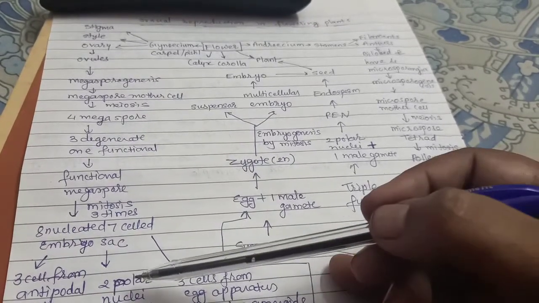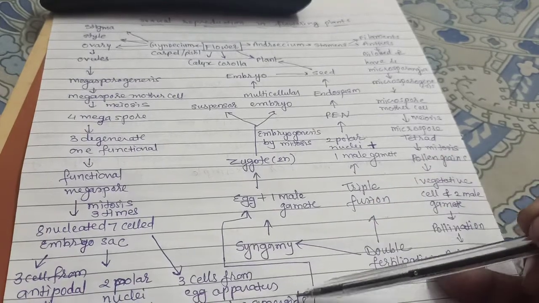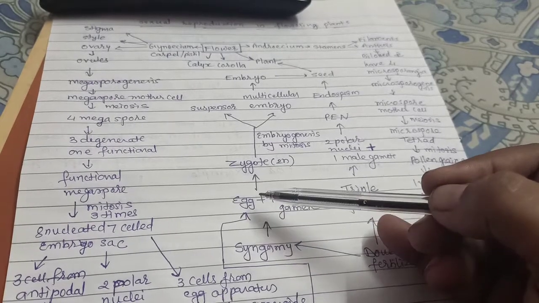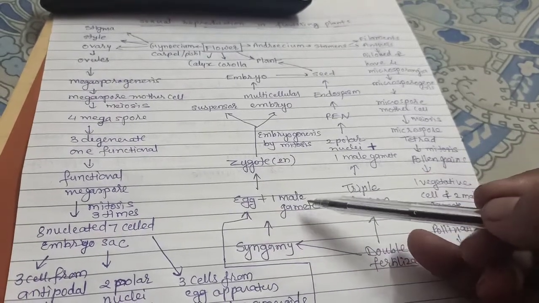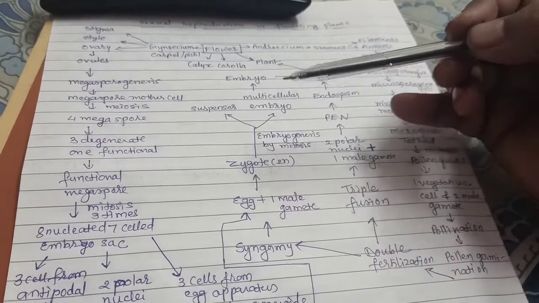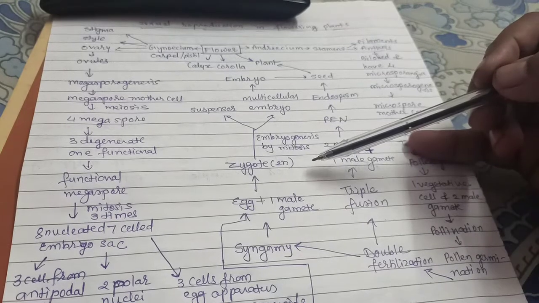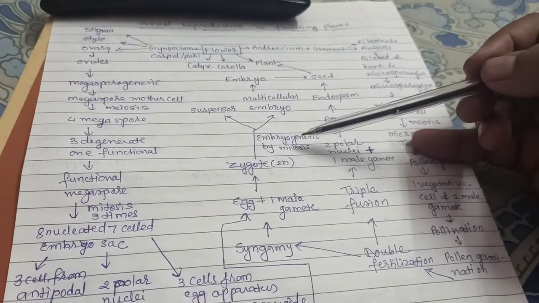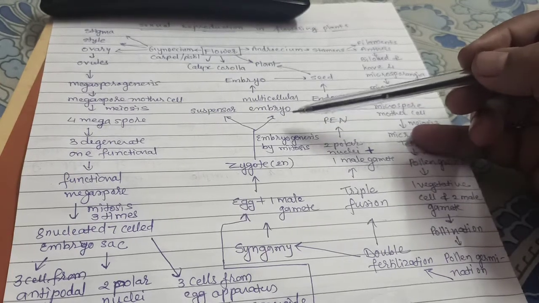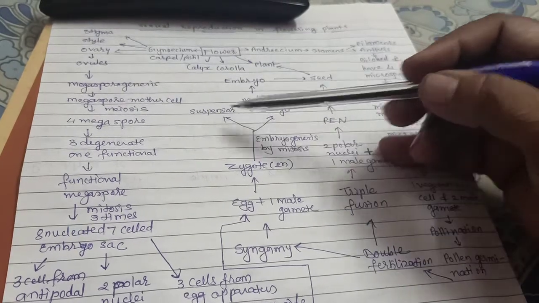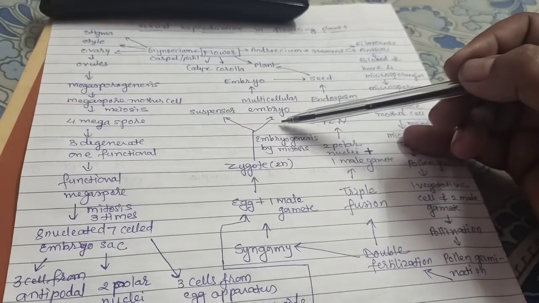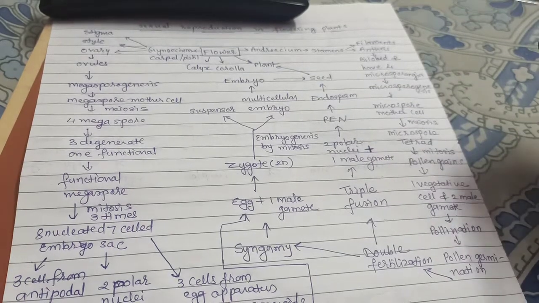Here, with the 2 polar nuclei at the center of the embryo sac, and towards the micropylar end, there is fusion of the egg cell plus 1 male gamete. It forms the zygote. Now this zygote is diploid in nature. It is divided by mitosis at the time of embryogenesis, and the embryo develops. There is a long elongated suspensor with the multicellular embryo, and the embryo is formed.